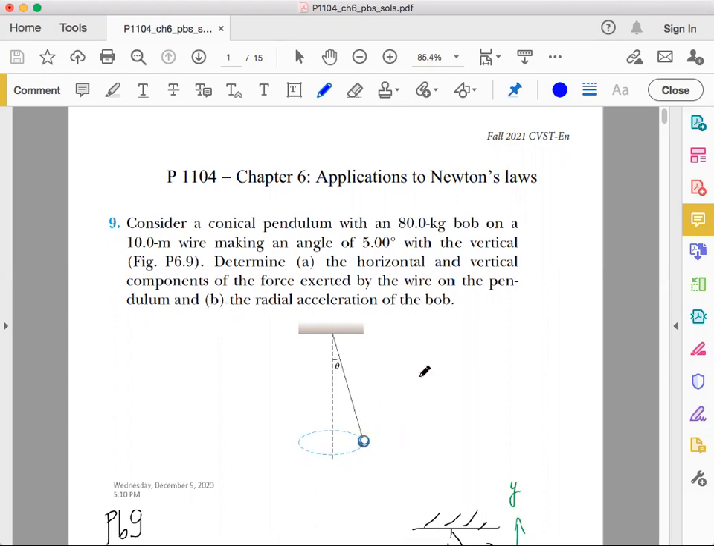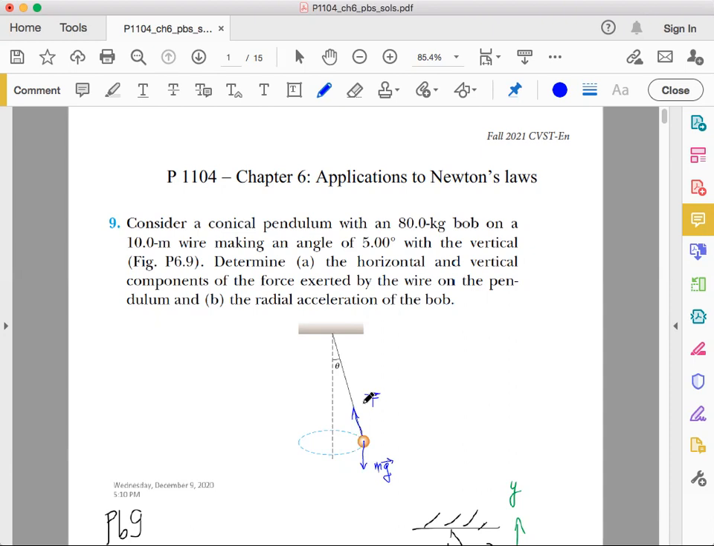So let's start with the first part. If we are required to determine the components of the force exerted by the wire on the pendulum, then we need to apply Newton's second law, because it's the only Newton's law which gives access to the forces. This is why let's take the bulb as our object, and let's draw all the forces which are exerted on this bulb. So first of all, we have the gravitational force, which is the force exerted by the Earth on the bulb, and then you have the tension, which is the force exerted by the wire on the bulb.